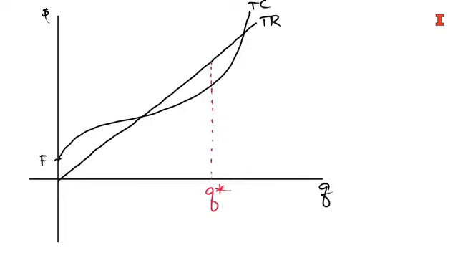Now, let's first remember a couple things. One is that the slope of total cost is equal to the marginal cost, and the slope of total revenue is equal to marginal revenue. Now, vertically, you can see that gap looks to be the largest there. But I want to think about this more systematically.